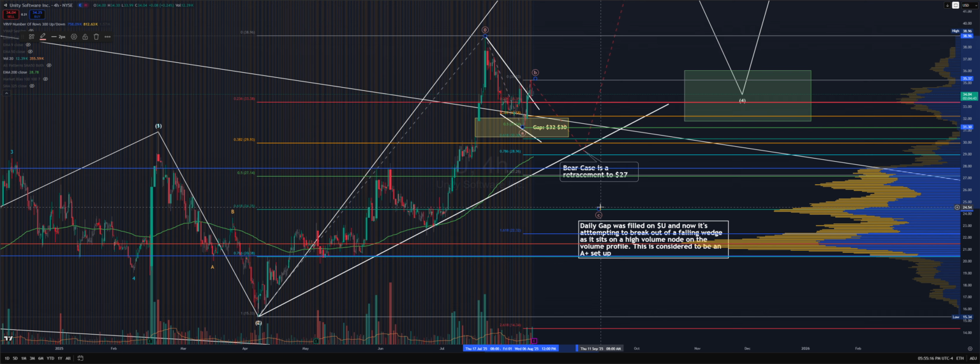That's one of the bear cases that we're looking at, but at least I think what you can see very much when it's possible is a retracement to $27. The next case would be a $24.35 retracement that you can see. That's one case I'm looking at.